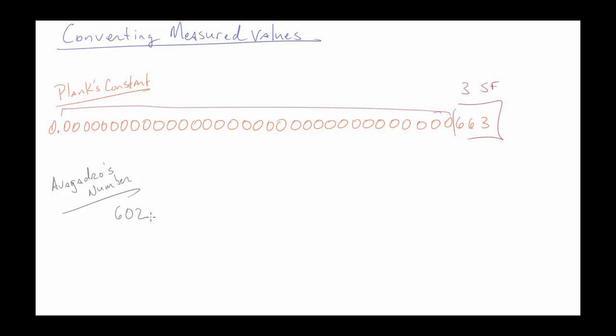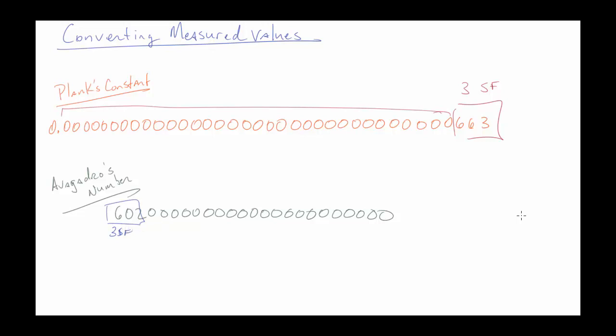Avogadro's number is a really large number, by the way. And then we'll start putting zeros here, counting 1, 2, 3, all the way up to 21. And that's Avogadro's number, right? A really large number. And once again, we look at these 602 right here. There are 3 significant figures in this number, and the rest of them are just placeholders.